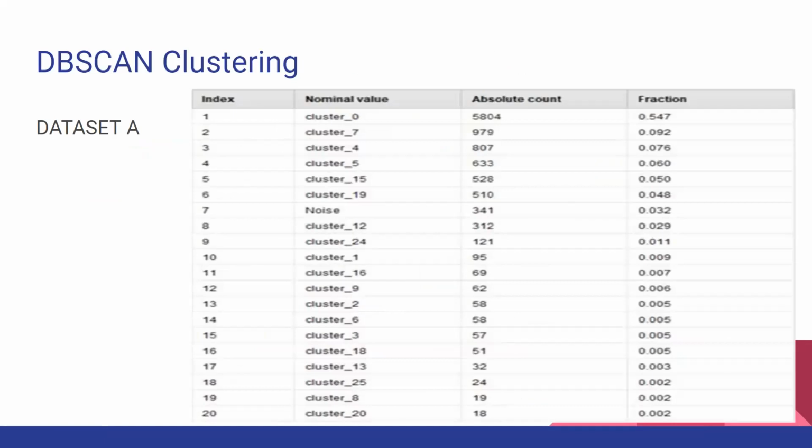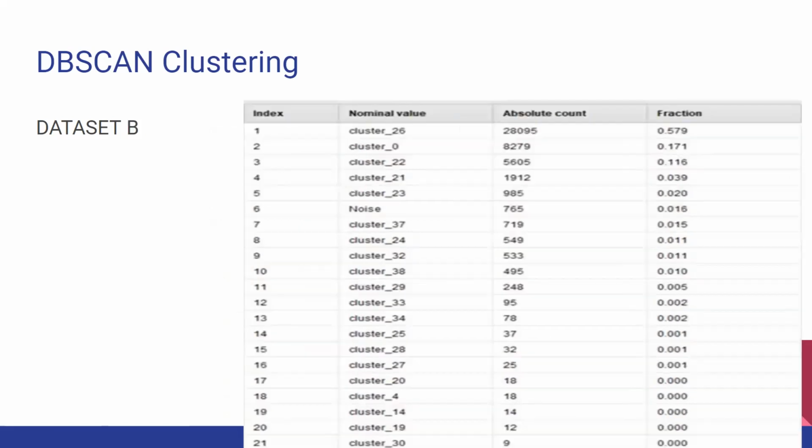For DBSCAN, data set A consists of 25 clusters, and data set B has 40 DBSCAN clusters. Given are the absolute count of data points in the cluster and the fraction of the cluster in the total DBSCAN clusters. DBSCAN produces more clusters compared to k-means because DBSCAN can find sharper clusters. The important task in unsupervised learning is the data preprocessing part.